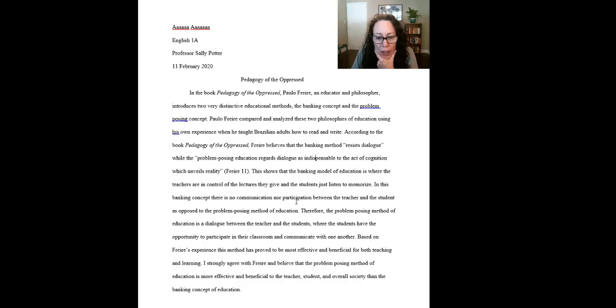Okay, a couple of things here. One is that she does a really, really good job of handling this complicated quote. She's actually got two different quotes within her sentence. This one is about the banking method, and this one is about problem posing. And she puts them together, what they say about dialogue. So that's really clear and really nice, the way that she's able to show the two sides within one sentence.